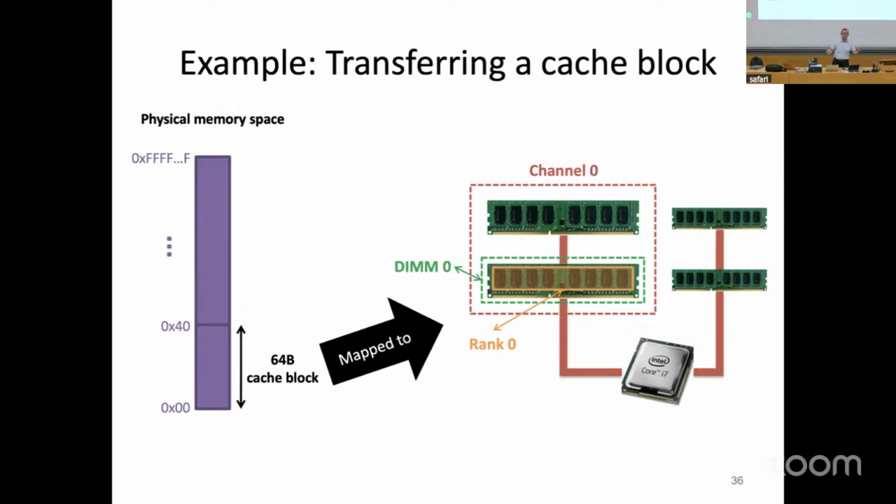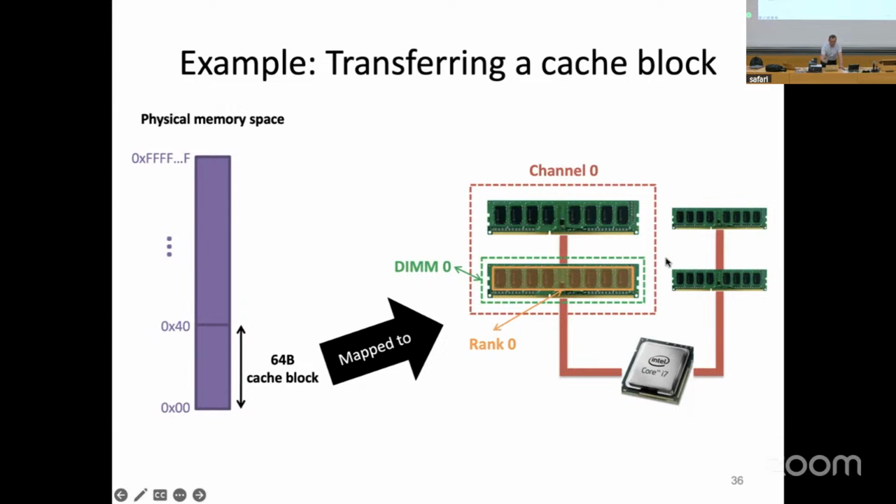Whenever a processor wants to access some data, it wants to access 64 bytes for the reasons we're going to talk about later. I assume that this is the case, but the operational principles are the same if you want to access smaller data also. So it turns out the 64-byte cache block gets mapped to a single rank. So a single rank in a single channel. That's called a DIMM 0 or rank 0, right? So this 64 bytes gets mapped over here.